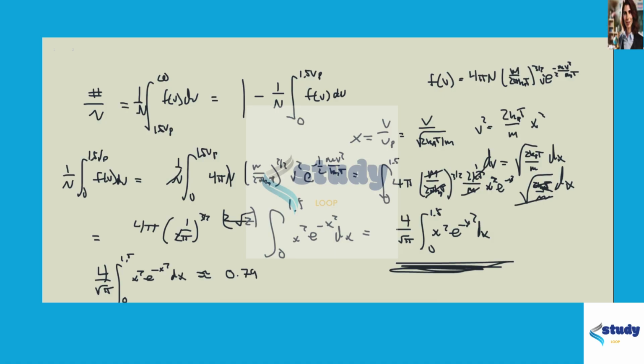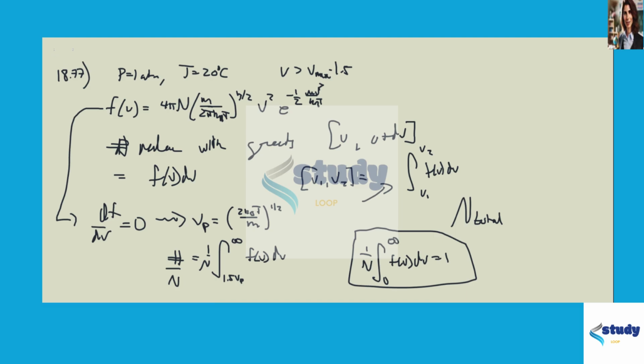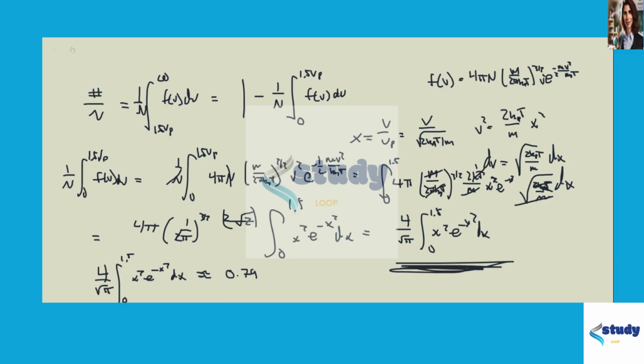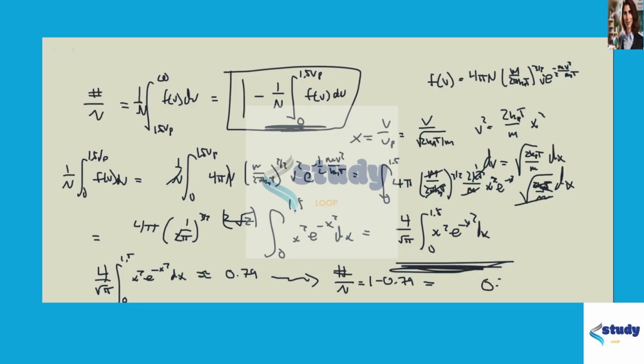But remember, if we go back to our first page, that's not the number we're trying to get. The number we're trying to get is 1 minus that. So if we're trying to find our fraction, which was the number over the total number, that's 1 minus 0.79, and this comes out to being 0.21. Awesome. We finally got there.